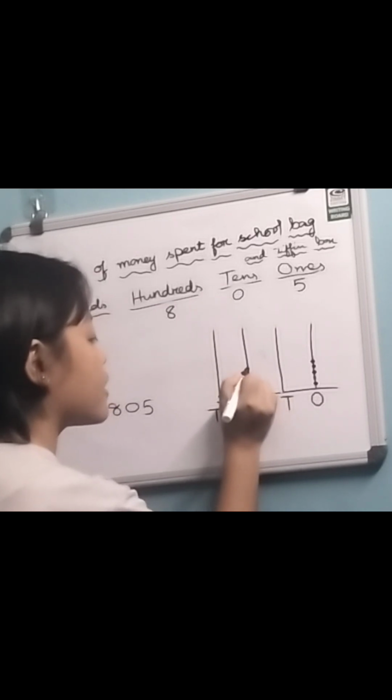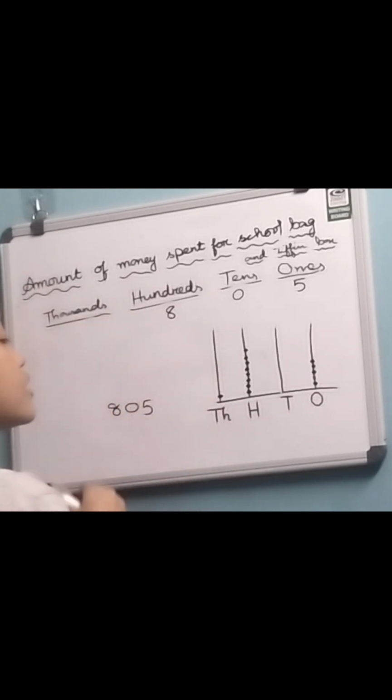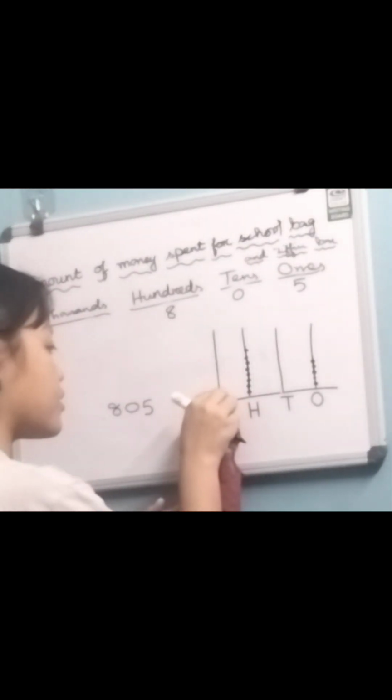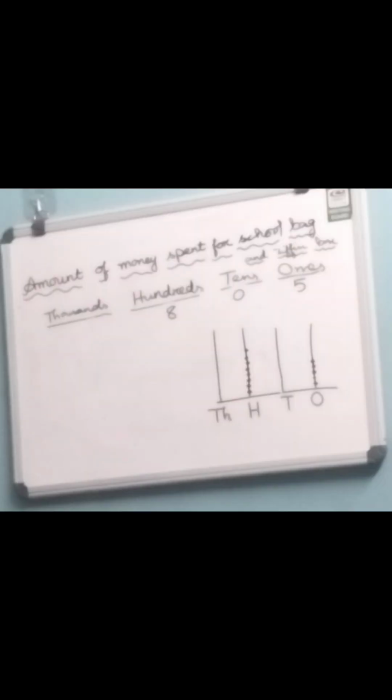1, 2, 3, 4, 5, 6, 7, and 8. And in place of thousands, we don't have anything. So there won't be any balls. So this is how you should write 805, and this is how you should draw it in abacus.